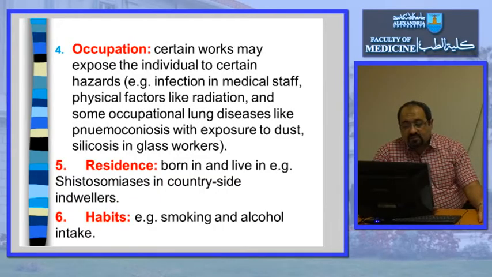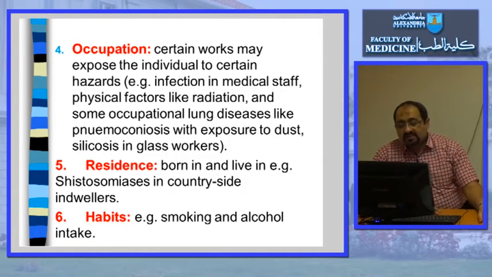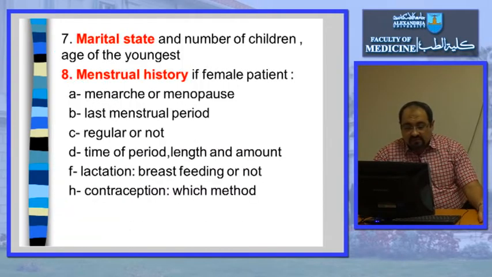Residence of the patient is important, where the patient was born and where he is living now, as certain diseases are more common in certain places, such as schistosomiasis, which is more common in the countryside and rural areas of Egypt. Habits such as smoking and alcohol should be asked, and also you should ask the patient, especially if he is a smoker, about addiction, whether tablets, injection, whatever the type of addiction for this patient.